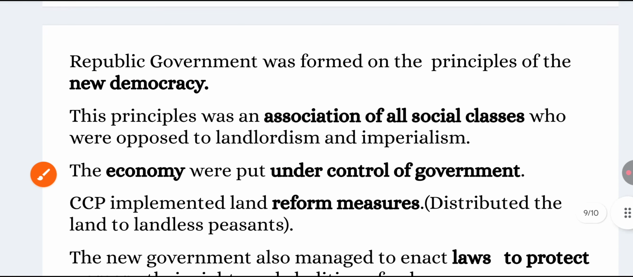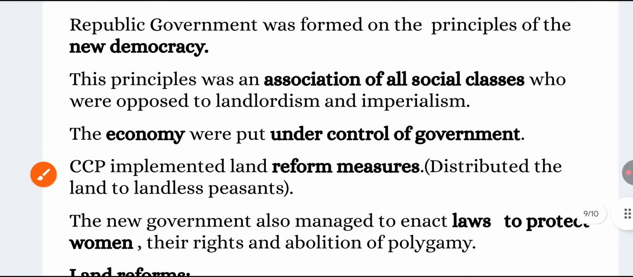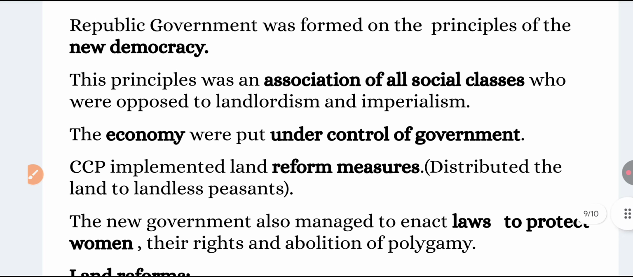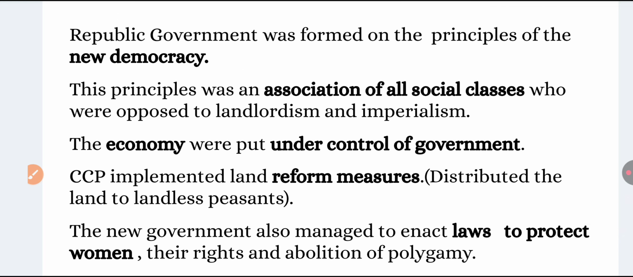The CCP also implemented land reforms in the country. China was changed into a republic in which year? 1949. The republic government was formed based on which principles? New democracy principles. These include the association of all social classes, and the economy under the control of the government. And the CCP also implemented land reform measures.